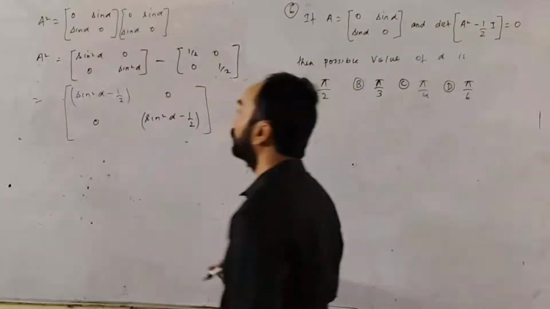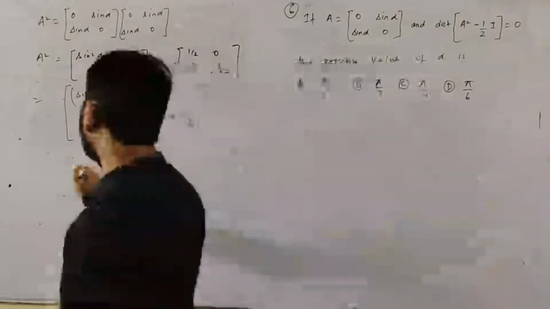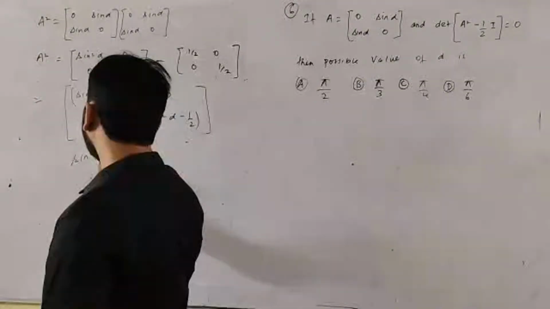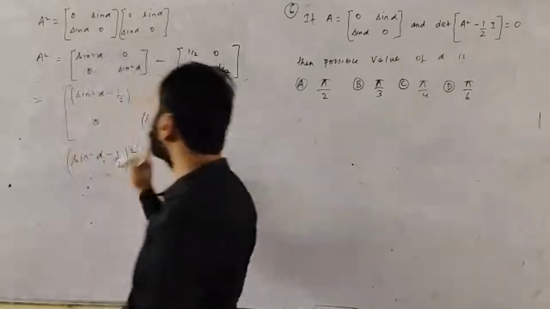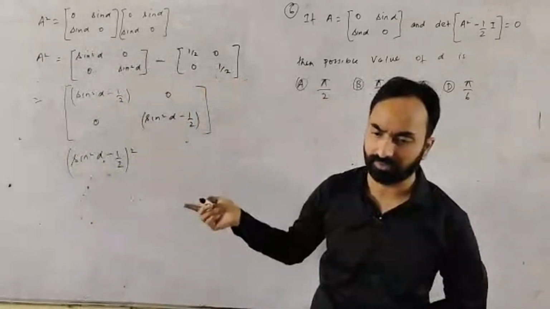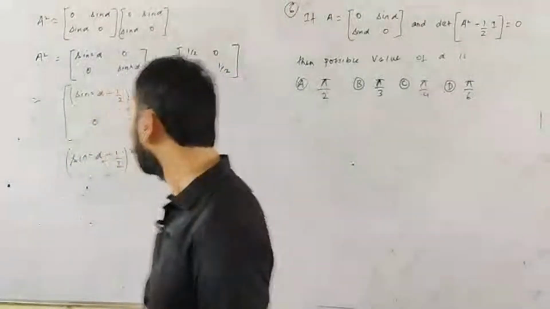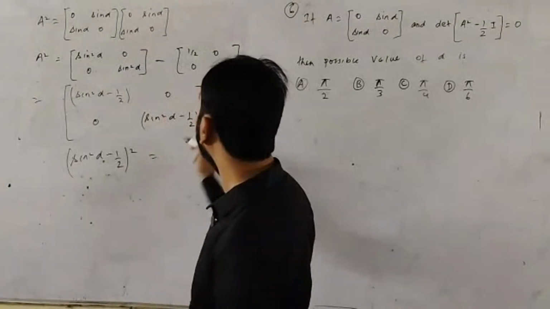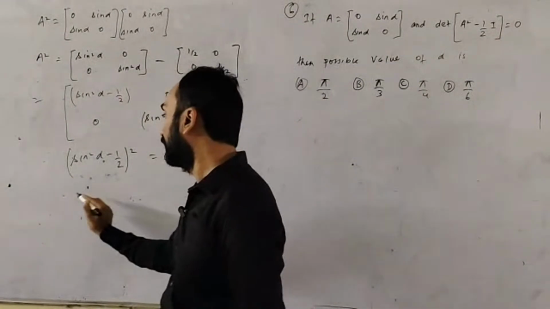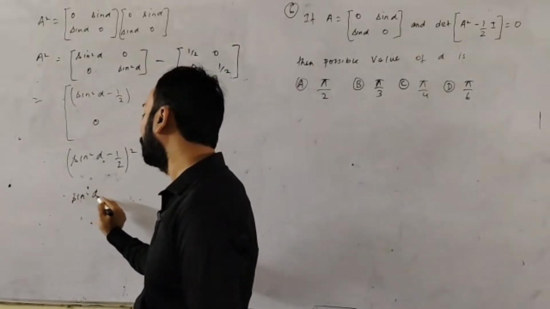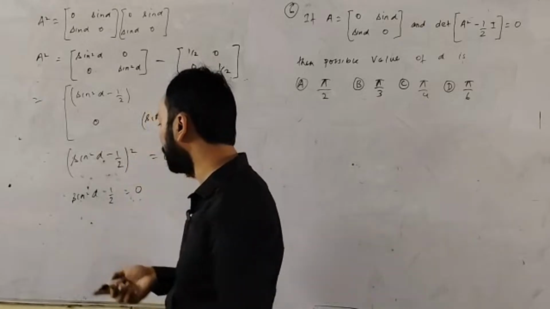Now how to find the det of this? Det of this will become sine square alpha minus half whole square minus 0. Minus 0 is nothing, right? So sine square alpha minus half whole square is 0, and that is already given. So I can write sine square alpha minus half is also equal to 0. The square has no meaning here.